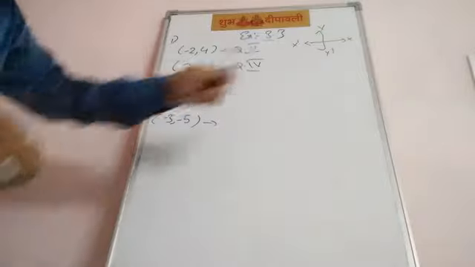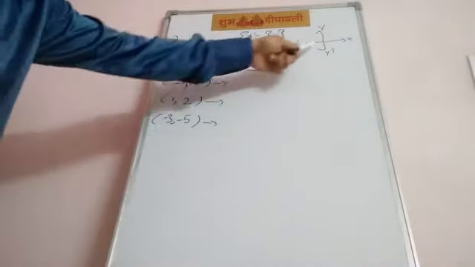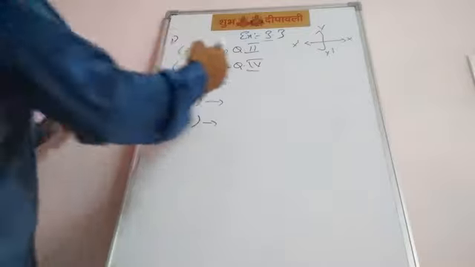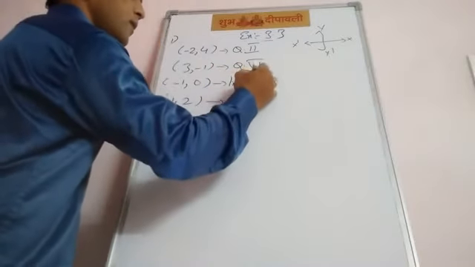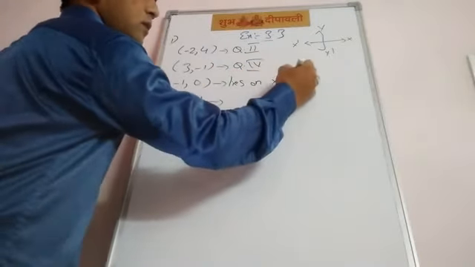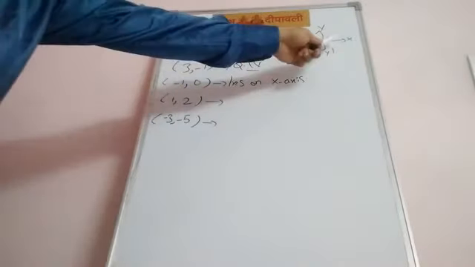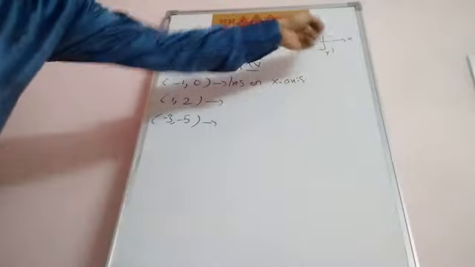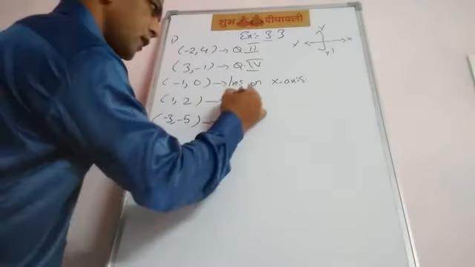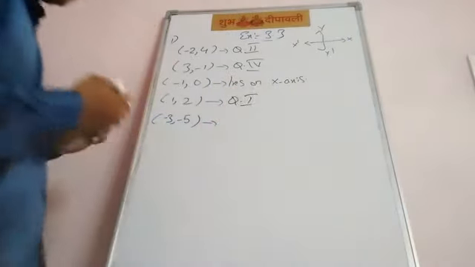Next, x is negative here and y is 0. So it is lying on what? On the x axis. Next point, x is positive, y is also positive, both positive. So in which quadrant does it lie? It lies in quadrant 1.